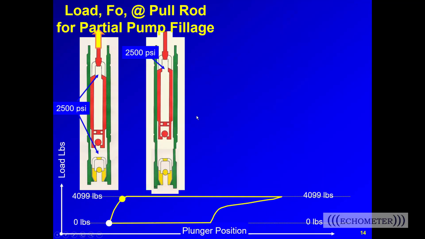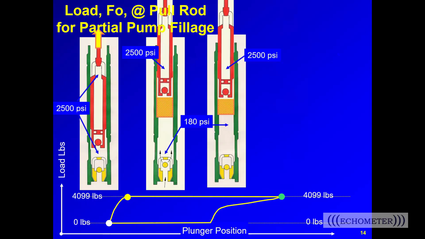So the rods start pulling up during the expansion cycle. The pressure in the barrel drops to 180 psi, which is lower than the pump intake pressure, and the standing valve opens. Fluid enters the pump barrel through the standing valve, and at the top of the stroke, now both valves are back on the seat.